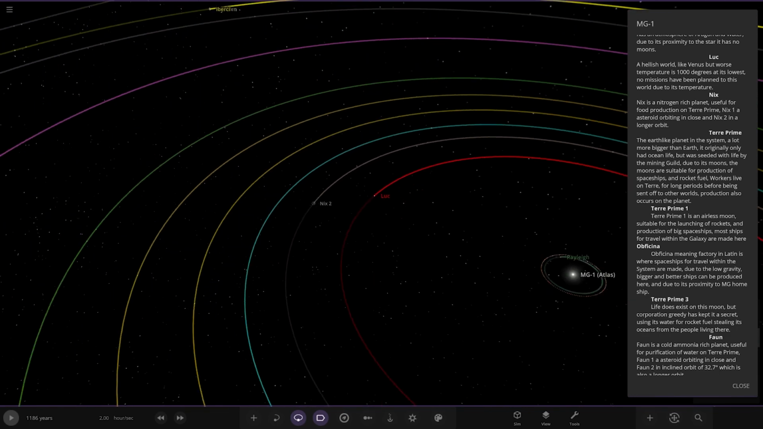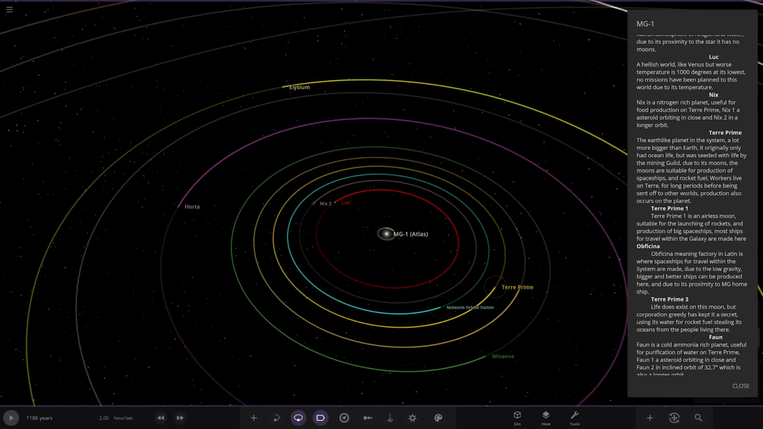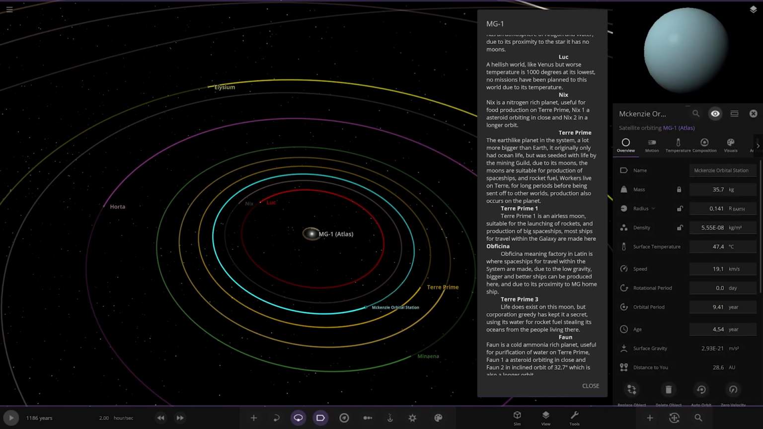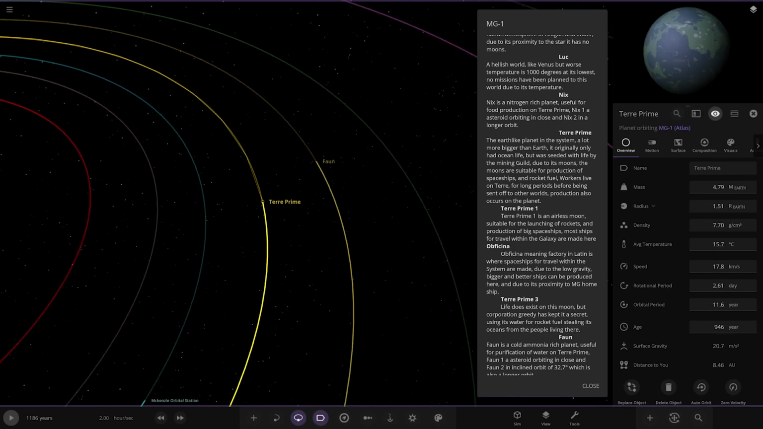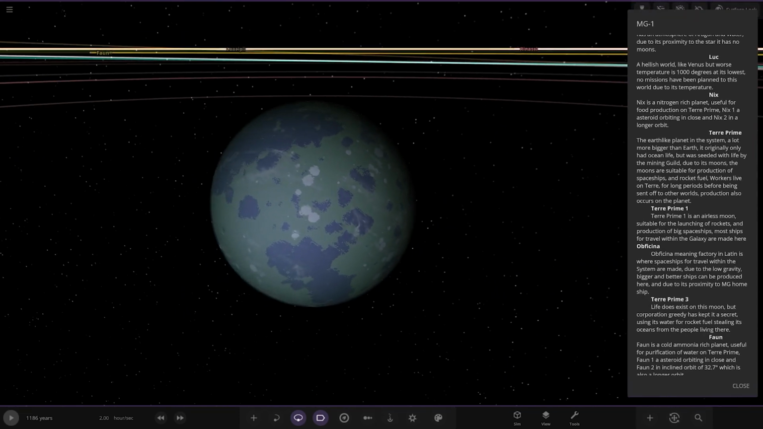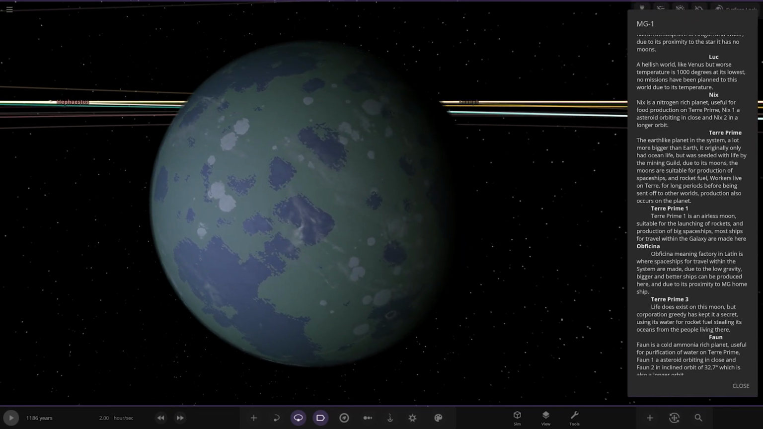Next up, we've got Terra Prime over here. There's also an orbital station, Mackenzie Orbital Station. It's a circular orb. So the next planet, the Earth-like world by the looks of things. There it is. The Earth-like planet in the system, a lot bigger than Earth. It originally only had ocean life, but was seeded with life by the Mining Guild. Due to its moons, the moons are suitable for the production of spaceships and rocket fuel. Workers live on Terra for long periods before being sent off to other worlds. Production also occurs on this planet.